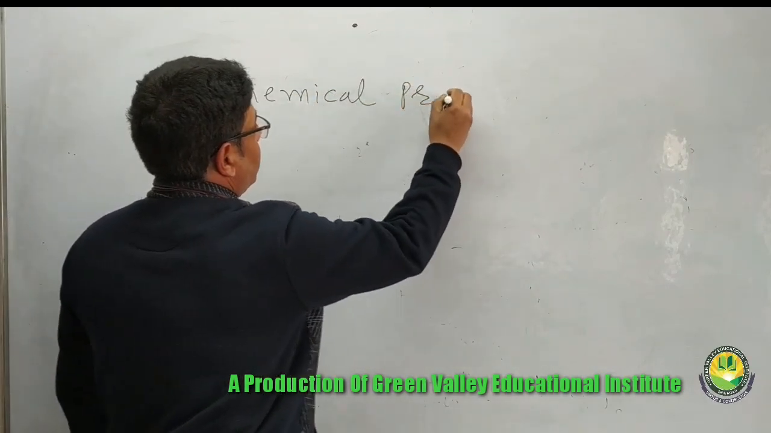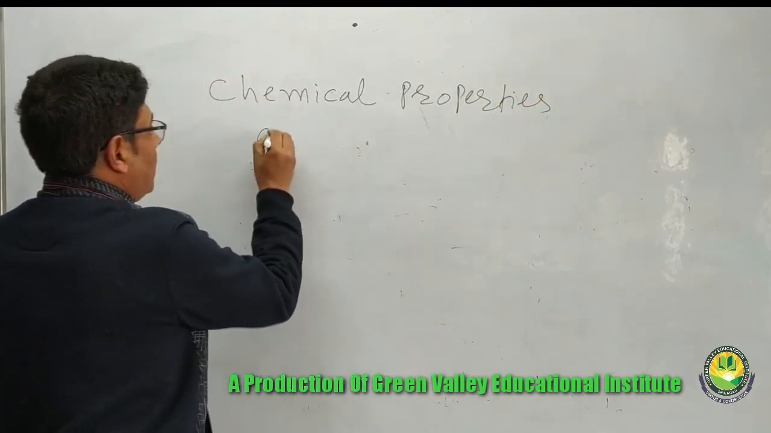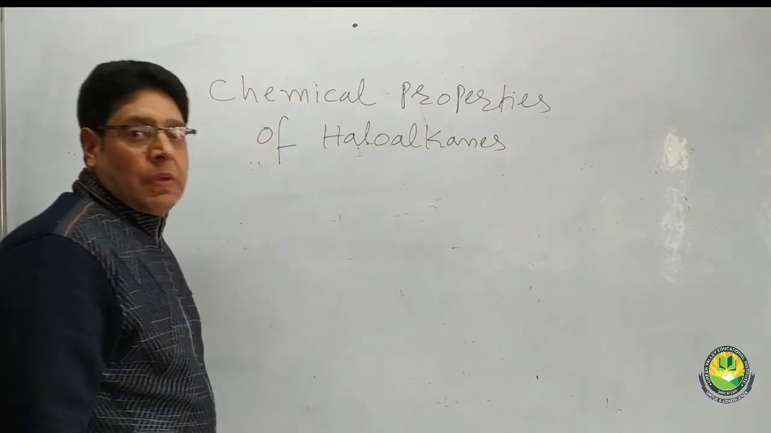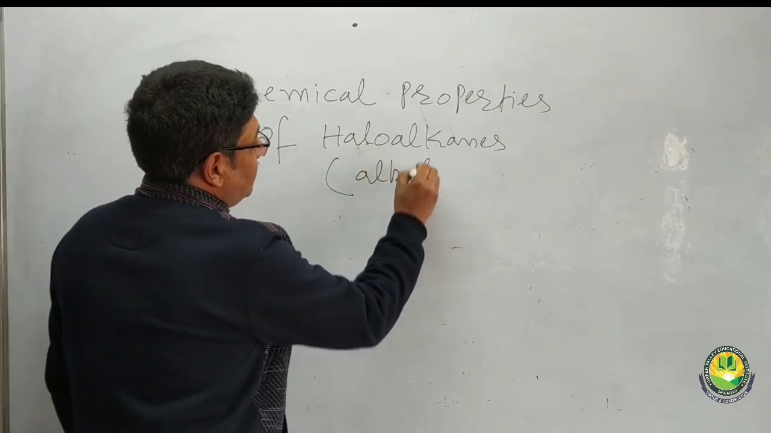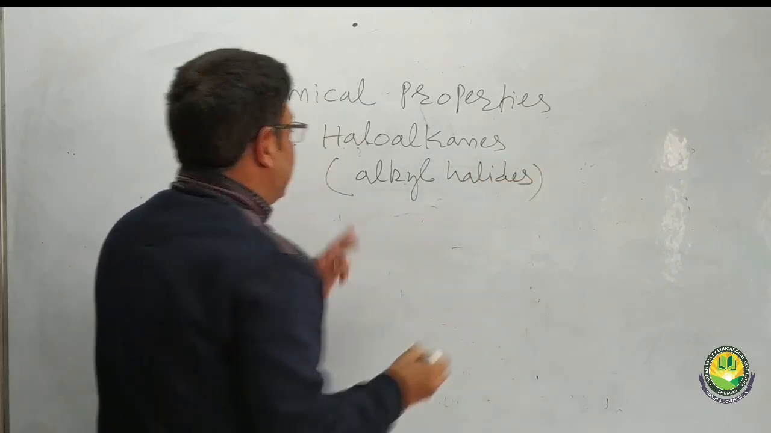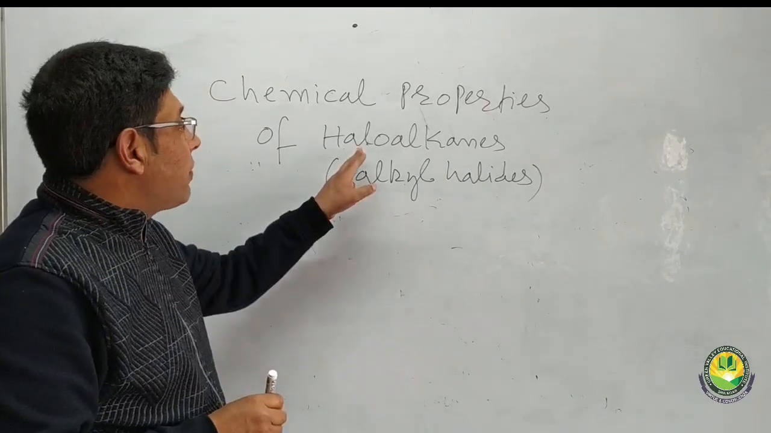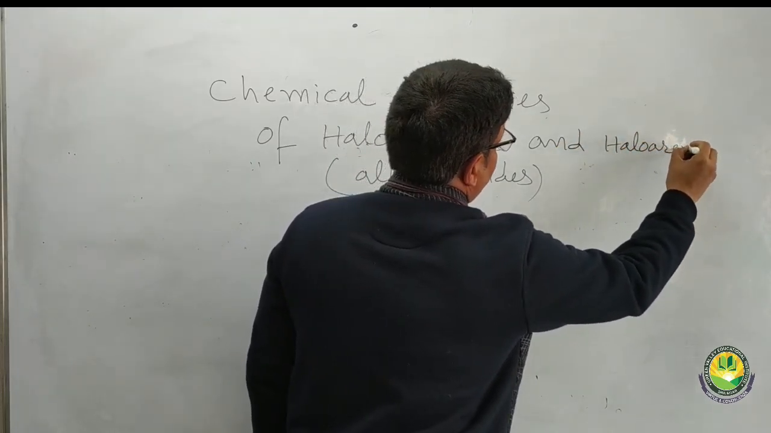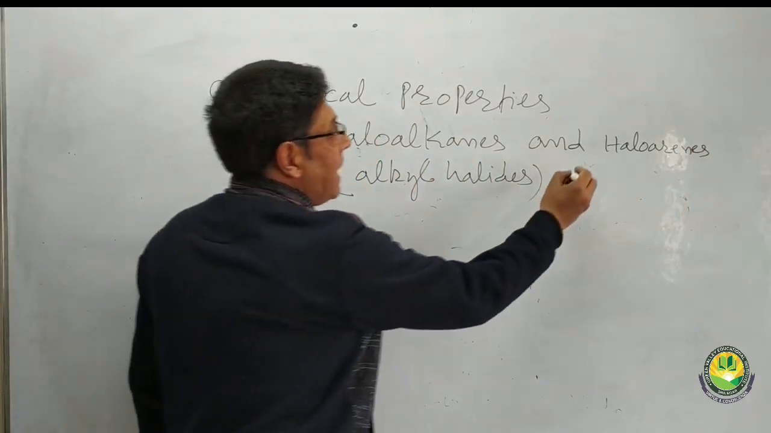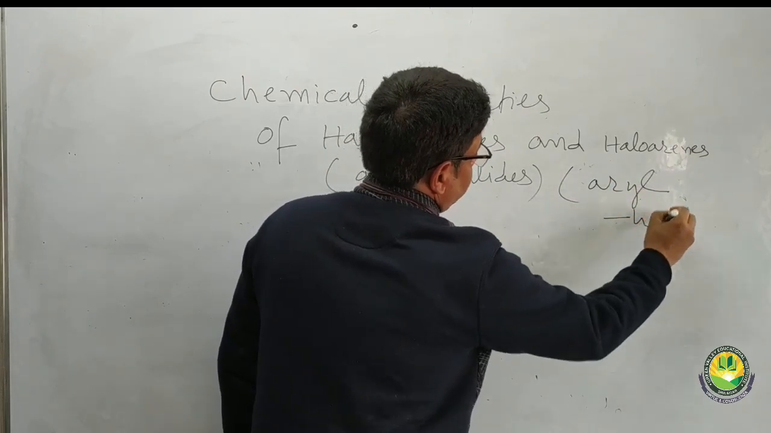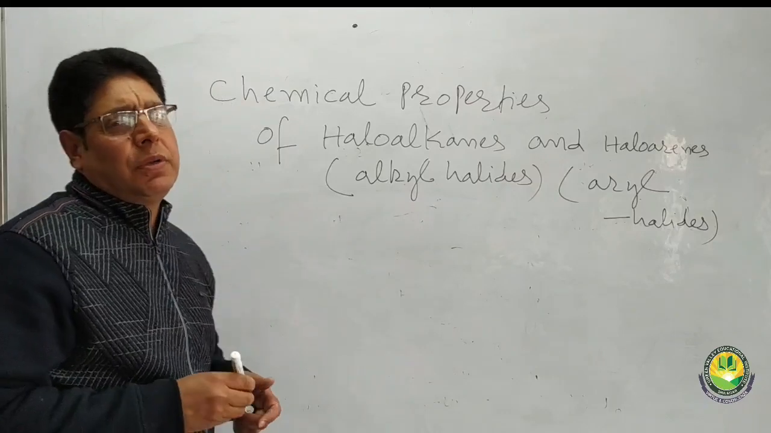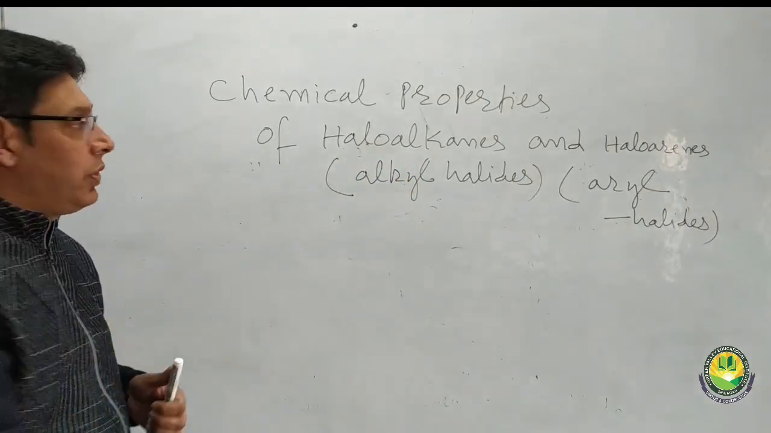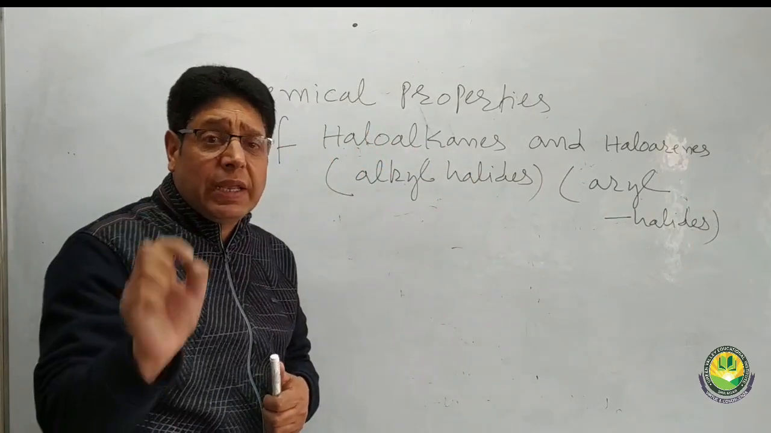Chemical properties of haloalkanes, called as alkyl halides in common system. Chemical properties of haloarenes, called as aryl halides. Very important chapter, chemical reactions of haloalkanes. We will be discussing today chemical properties of haloalkanes.